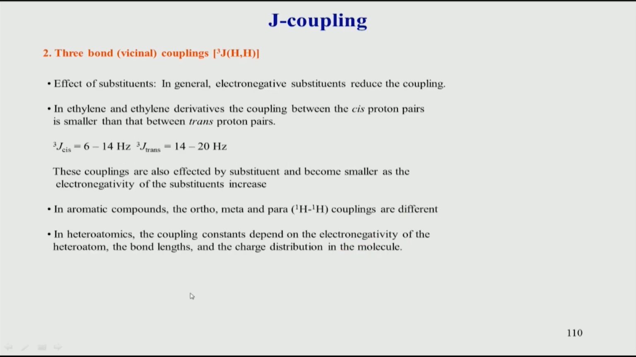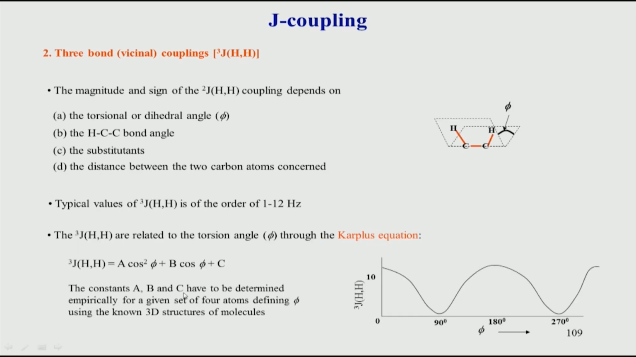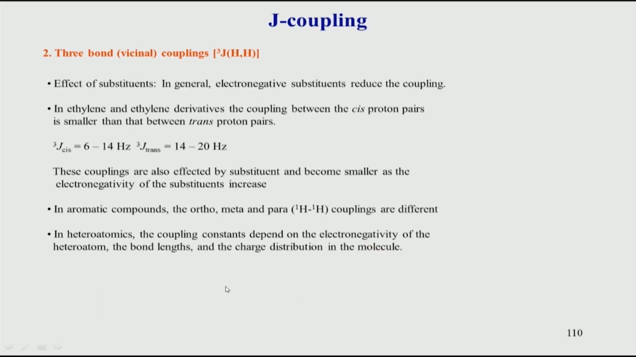So, this is one of the very famous equations which is used, given a phi value, to calculate J, or vice versa, given a J value, to at least estimate what could be the bounds, the possible values of the phi. So, this is further continuing on the effects of the substituents, which depend on the structure of the molecule, and you can see here that in aromatic compounds there are long range couplings, and the ortho meta para couplings between the hydrogens are different.